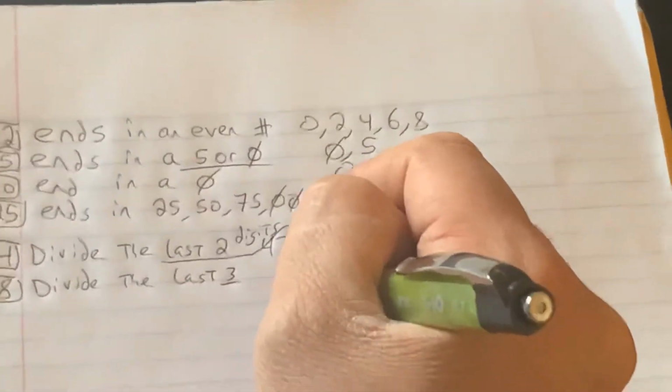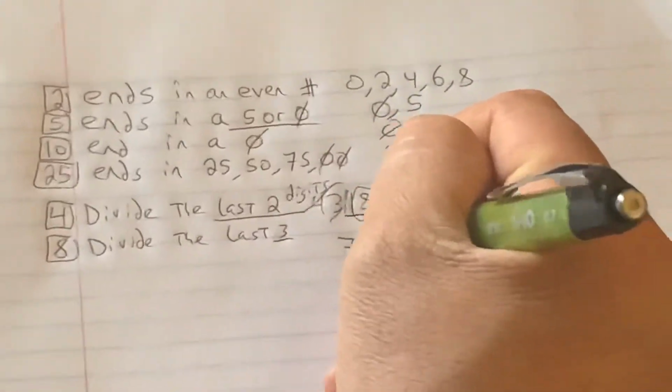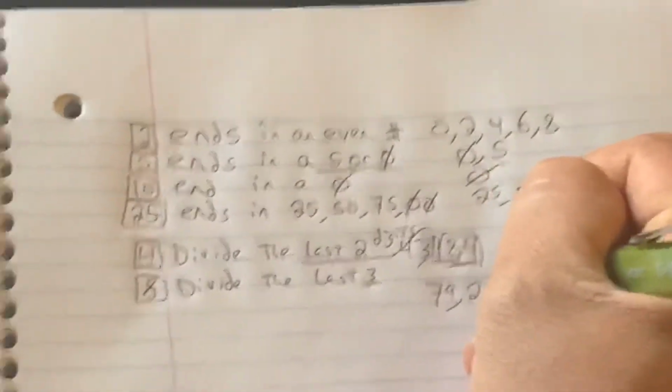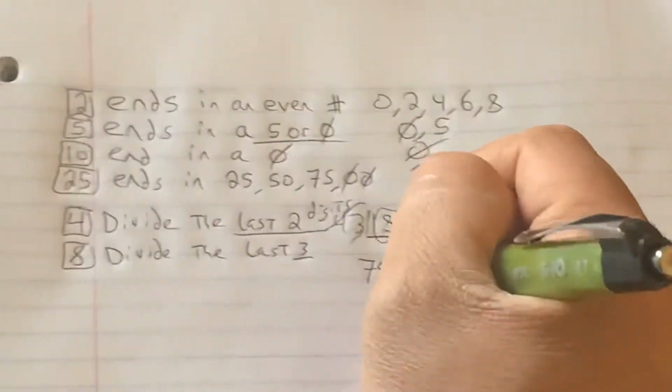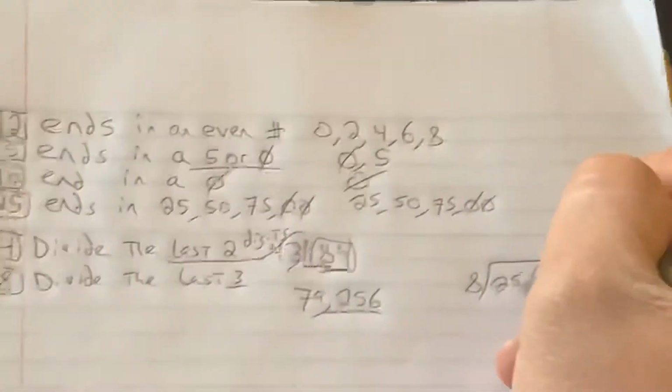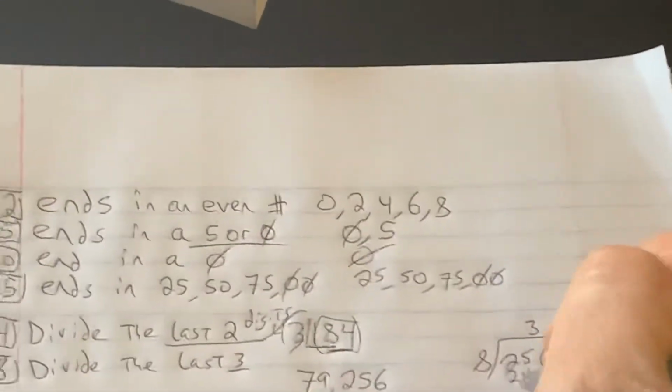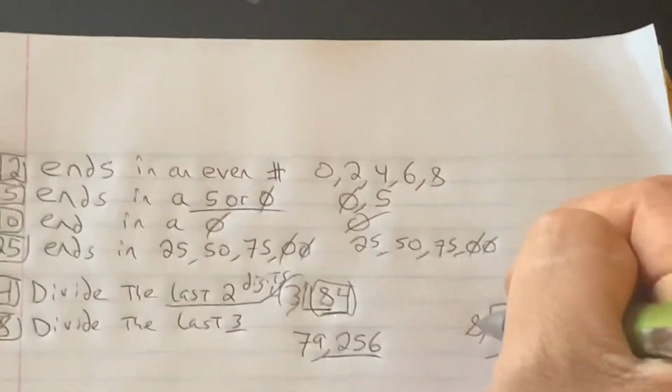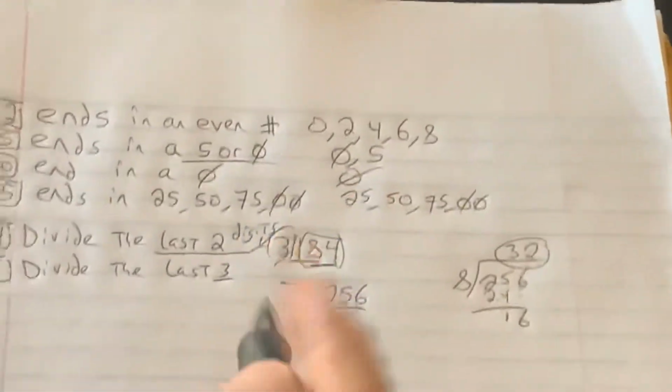For 8, it will be very similar, but now we divide the last 3 digits. So let's just make up something, 79,256. We don't have to divide all of it, we just divide the 256. You're like, I don't know, well, divide it. Will 8 fit into 25? Yeah, 3 times. 24, remainder 1, bring down the 6. Will 8 fit into 16? Yeah, twice. Yes, that number will be divisible by 8. So you divide the last 3 digits.